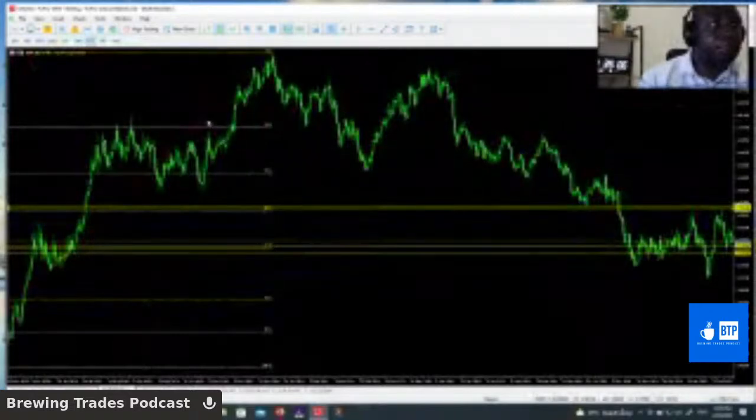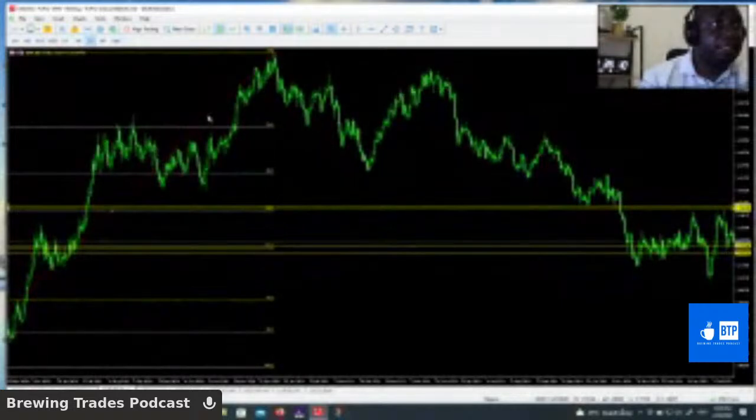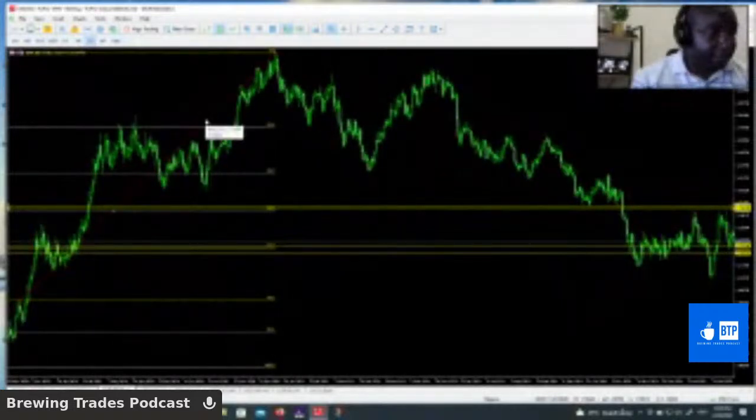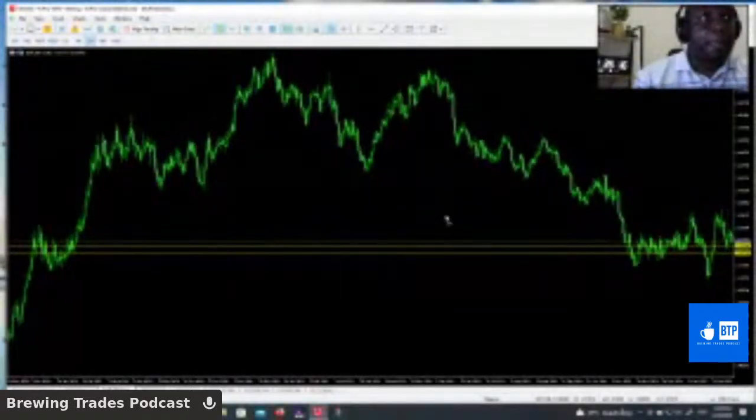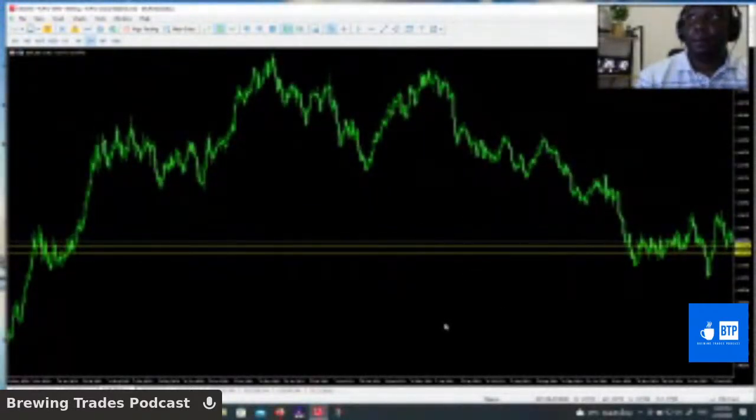Now let me remove this. No need for Fibonacci. You can just have it as an enhancer. All right, so let's see. Once price comes in, let's see what it looks like here.